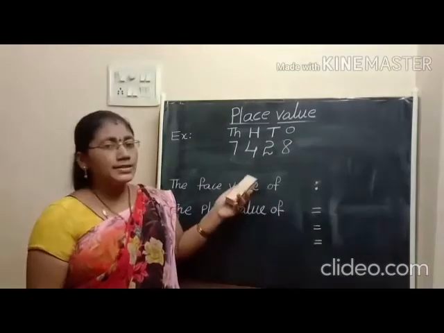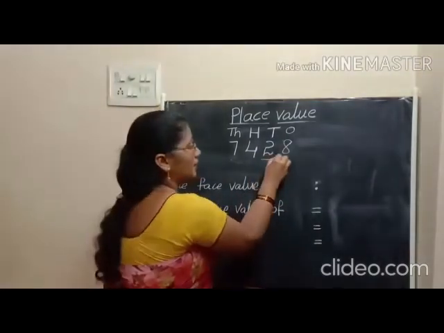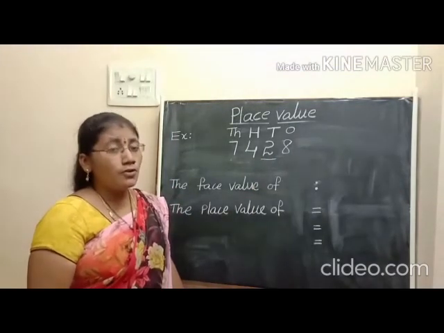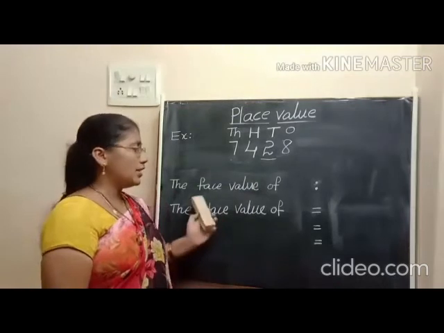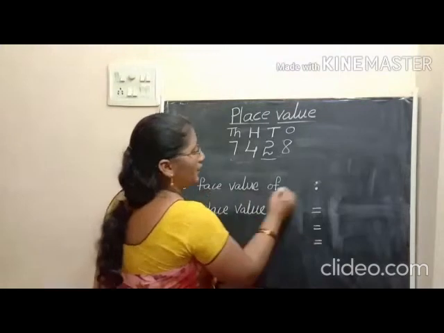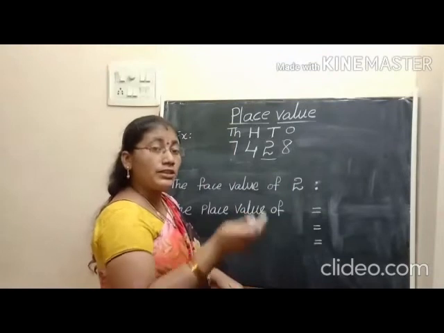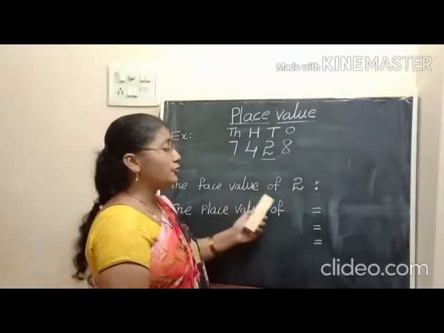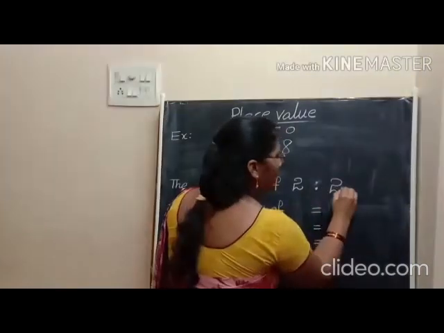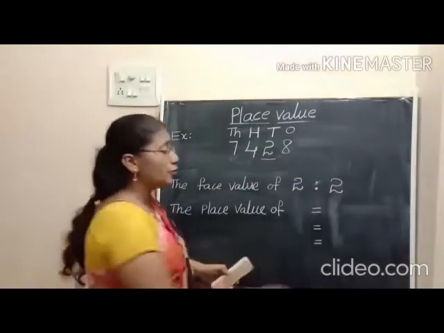Now, let us take the place value of digit 2. Before going to the place value, what do we have to do? We have to take the face value of the digit. Let us write. The face value of 2 is the number itself, or digit itself, which means 2 only. Now, the place value of 2.